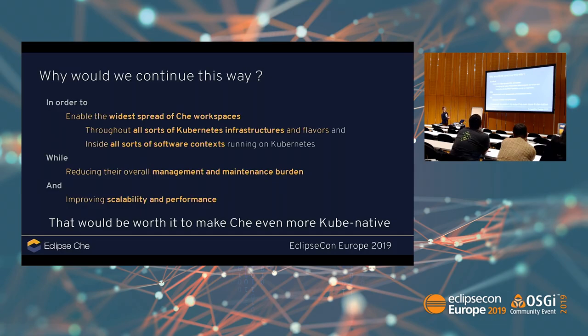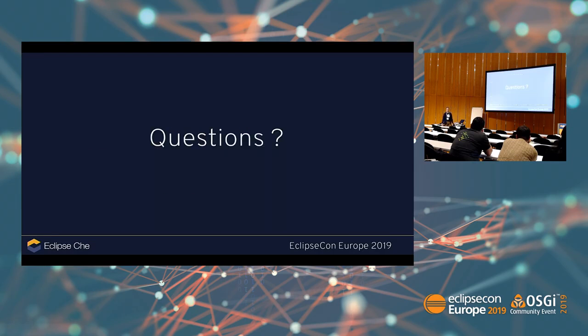And so why would we continue this way? Mainly to enable the wider spread of Che workspaces throughout all sorts of Kubernetes infrastructure, not only basic ones but also with any authentication mechanism, for example, in all sorts of software contexts, because you can now embed a Che workspace inside another application as a custom resource. On the other hand, it reduces the management and maintenance burden, which is quite important, and also improves scalability and performance. My opinion is that this work would be really worth it to make Che even more Kube-native. So I don't know if you have any questions about that.